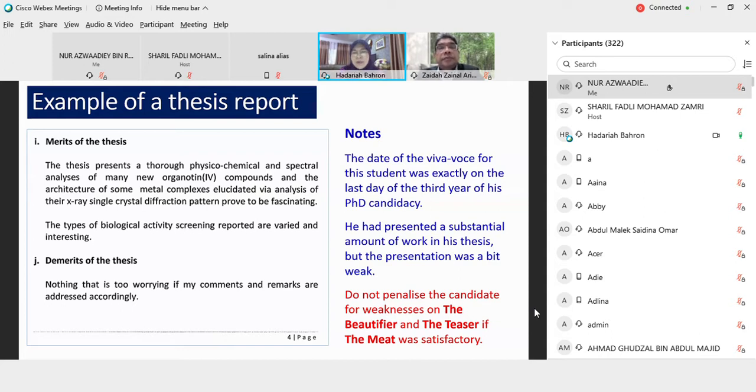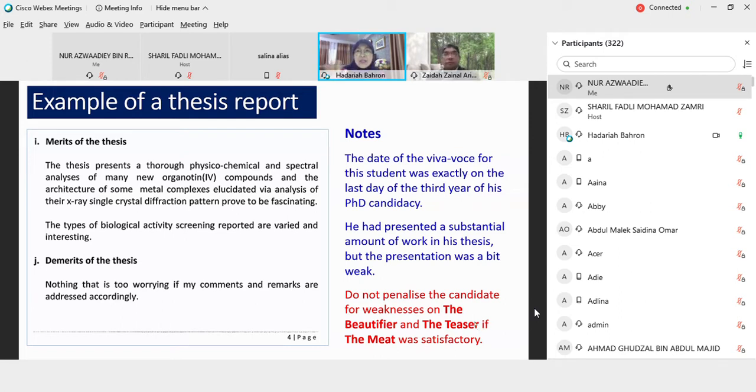You don't see flow, but do not penalize the candidate for the weakness in the beautifier and the teaser if the meat is satisfactory. If the work is satisfactory, there is strength in the work, there is good findings, do not unnecessarily penalize the student because the beautifier is not good enough, the teaser is not exciting enough.